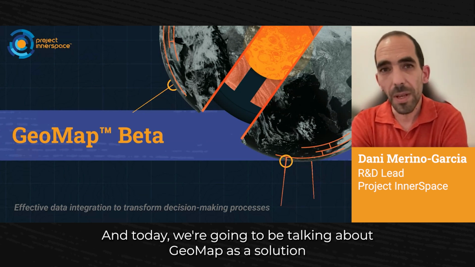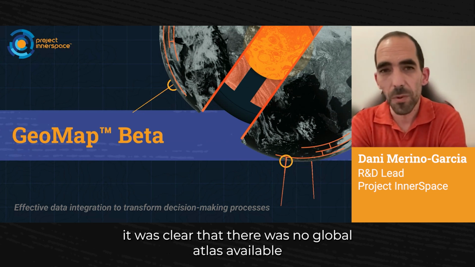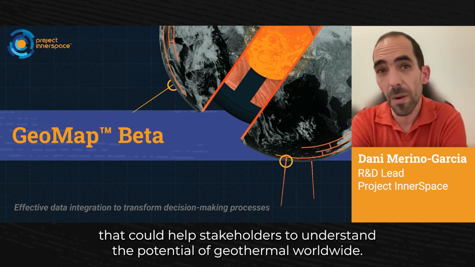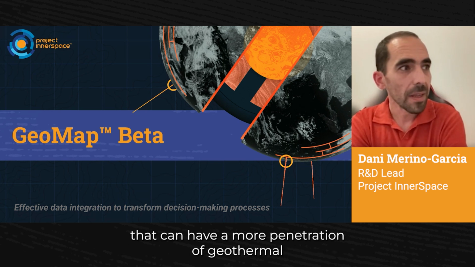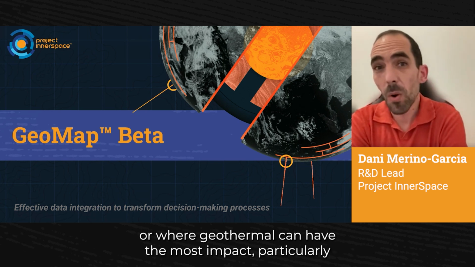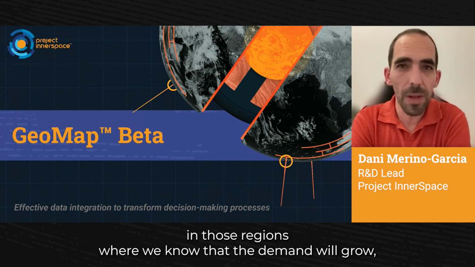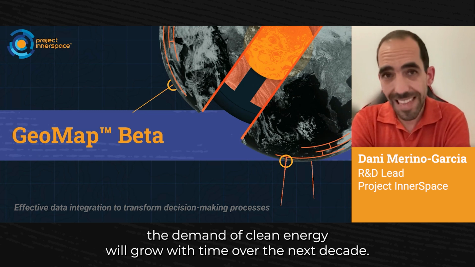And today we're going to be talking about GeoMap as a solution to the barrier of data availability. Because at the beginning of the project, it was clear that there was no global atlas available that could help stakeholders to understand the potential of geothermal worldwide, to understand what are the regions around the world that can have more penetration of geothermal, or where geothermal can have the most impact, particularly in those regions where we know that the demand of clean energy will grow with time over the next decades.